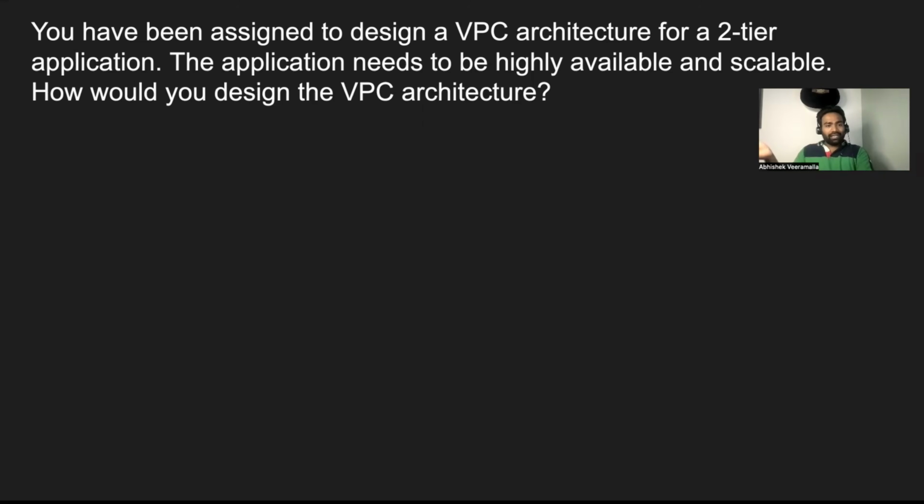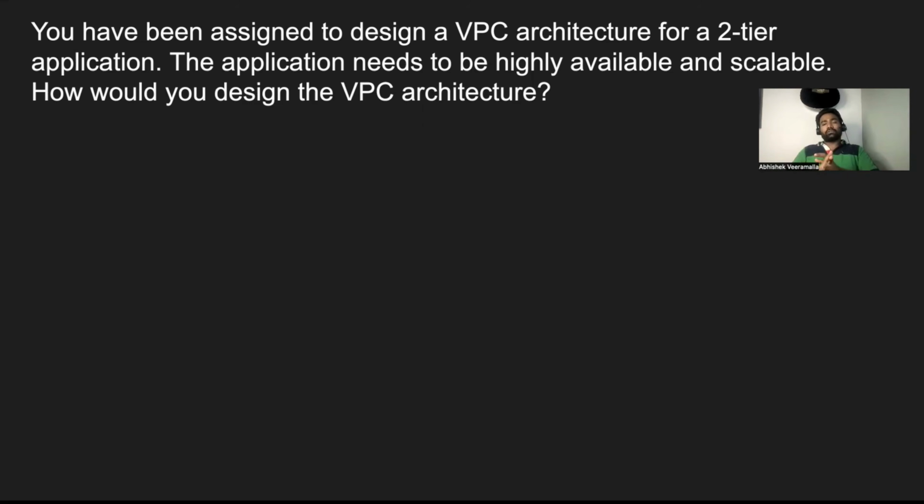Coming to scalability, it is better to do it with auto scaling groups. If you are using auto scaling groups, tomorrow if the number of requests goes high, the auto scaling group can immediately scale your instances, and there is no problem, you can handle the load. So availability is solved using availability zones, and scalability is solved by using auto scaling groups.